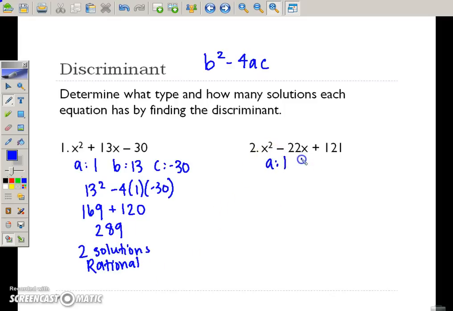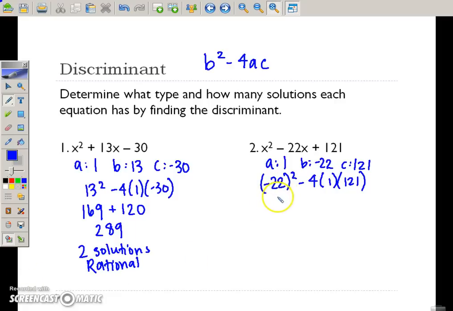Looking at number 2, our a is 1, b is negative 22, and c is 121. If we plug it into b squared minus 4ac, we have negative 22 squared minus 4 times 1 times 121.